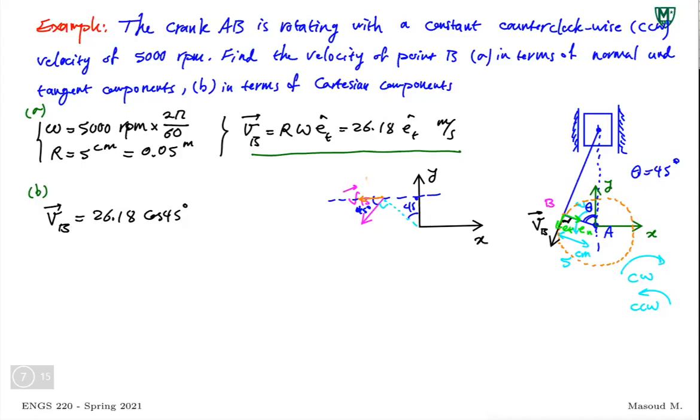This would be VBx, and this would be VBy. I know that angle is 45 degrees, so in that right triangle, I'm just decomposing the vector. Cosine 45 degrees, it's to the left, so there is a negative there. And then I have 26.18 sine 45 degrees, and that's also downward, so it's also negative. And this is I, this is J.